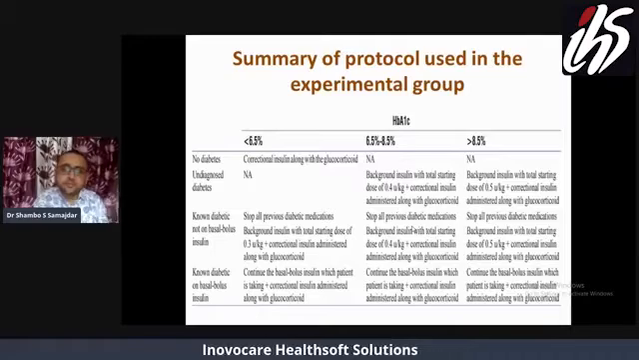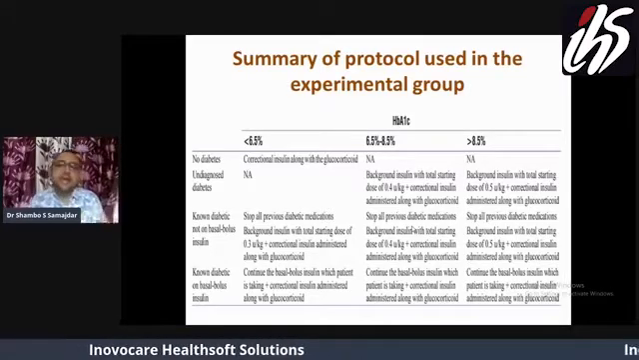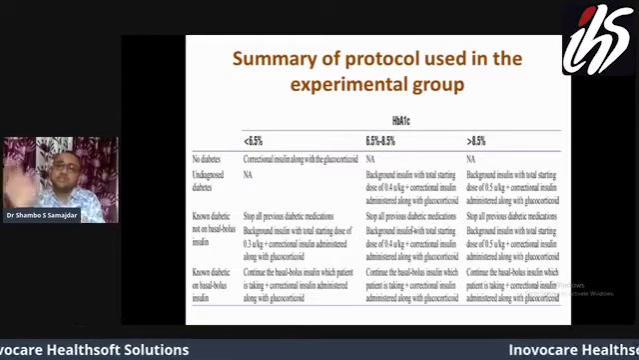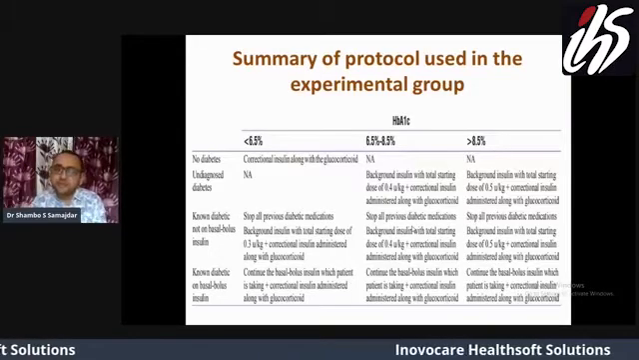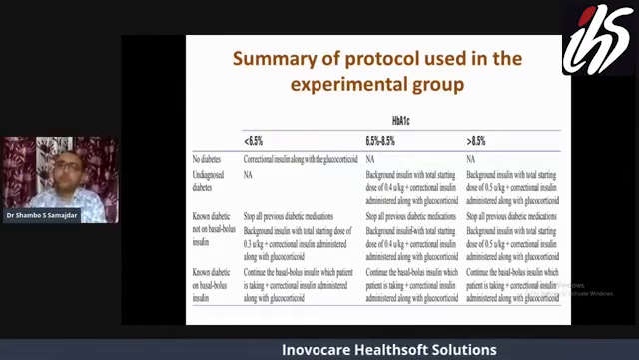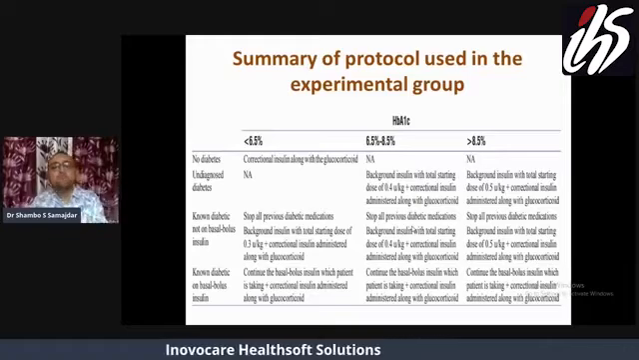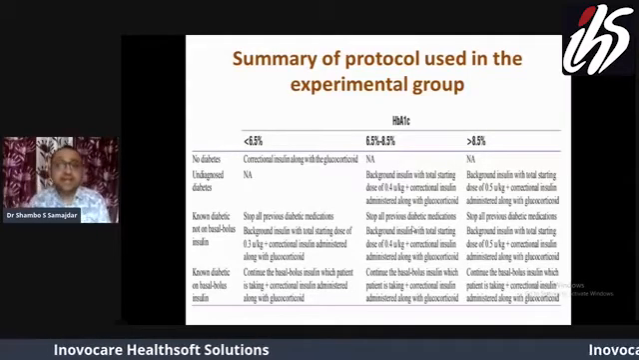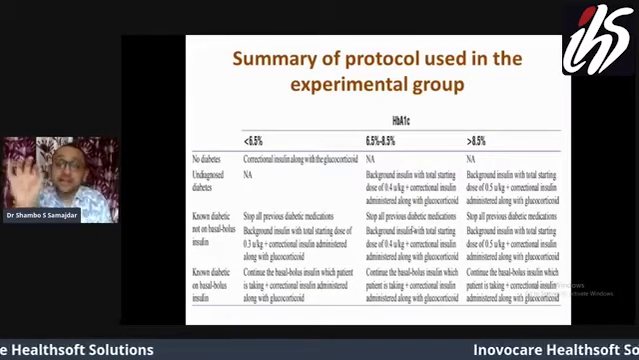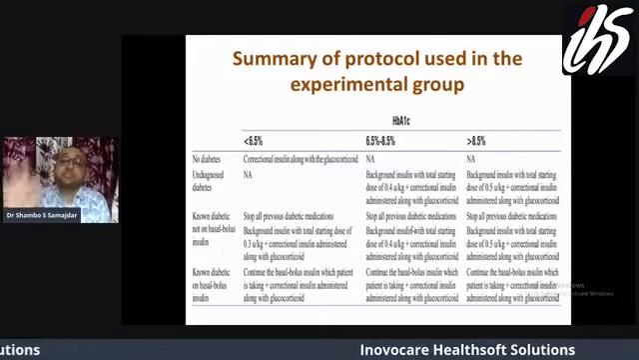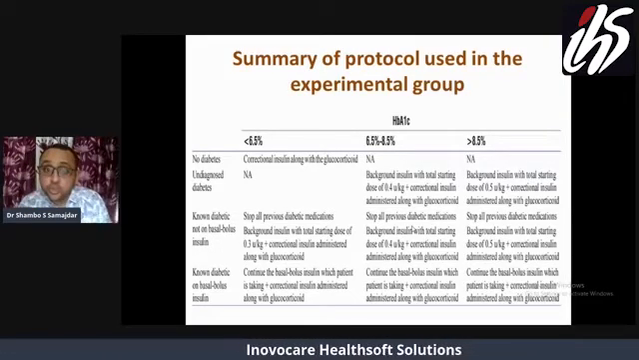So 12 unit basal insulin, maybe glargine, and 12 unit bolus insulin divided into 3. That means before breakfast 4, before lunch 4, before dinner 4. So 12 versus 12. Along with that, we need to give a correctional insulin administered along with that particular glucocorticoid.